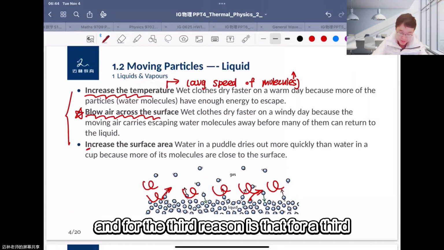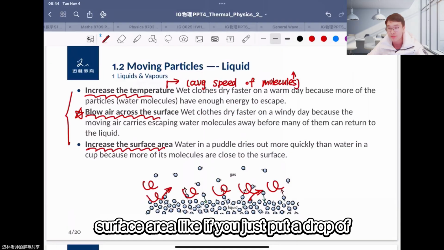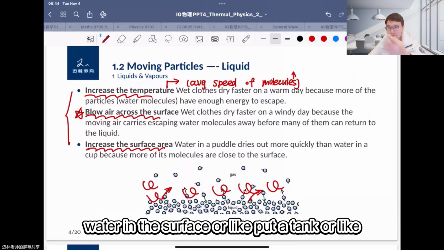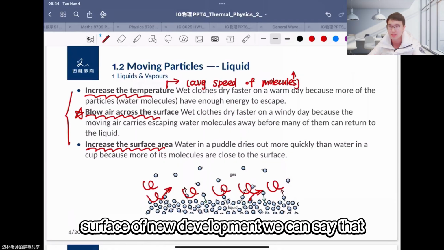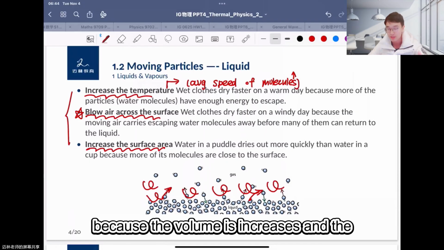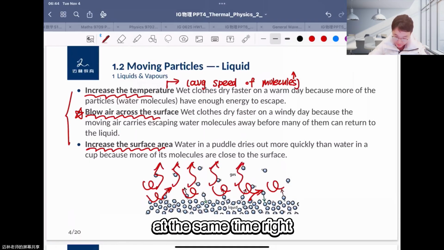And the third way or method is to increase the surface area. Like if you put a drop of water on a surface, or put a tank or a beaker of water in the environment, we can say that because the volume increases, and the surface increases, then we can evaporate more at the same time, right?